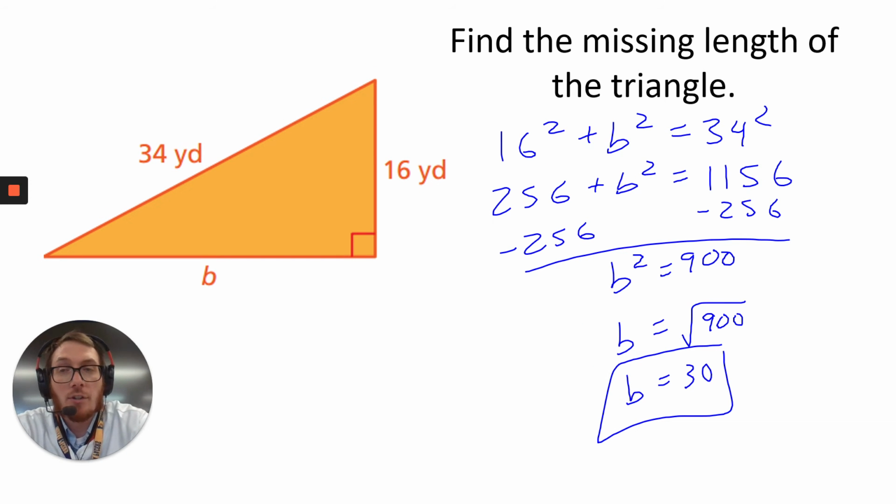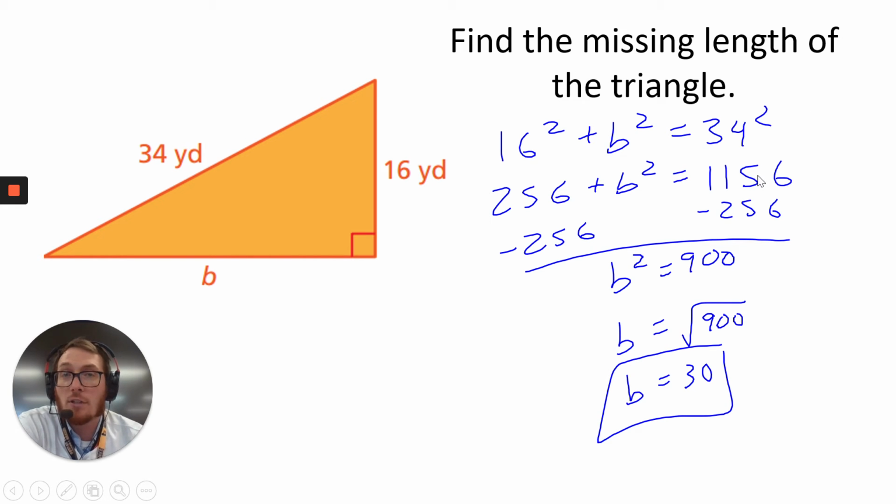The next question you'll notice is solve for b. This question is a little bit different, but I'm still plugging in everything to the same locations. A is 16, so 16 squared, plus b squared, which is unknown this time, equals the hypotenuse, which is known to be 34, and square it. Take 16 squared, that's 256. Take 34 squared, that's 1156.